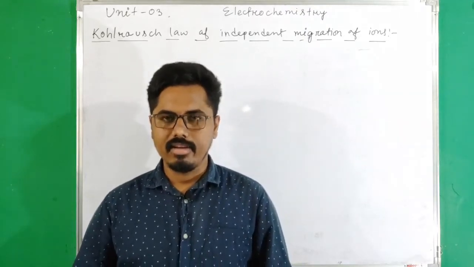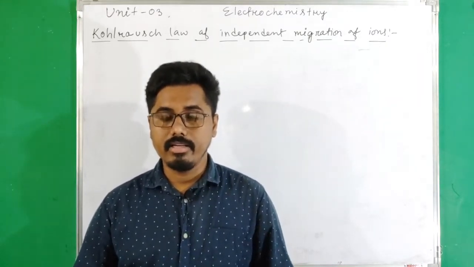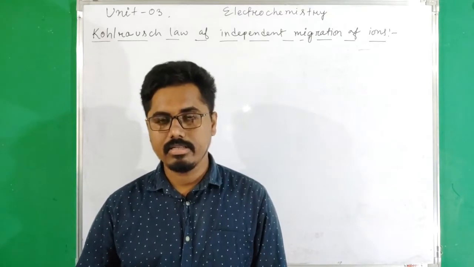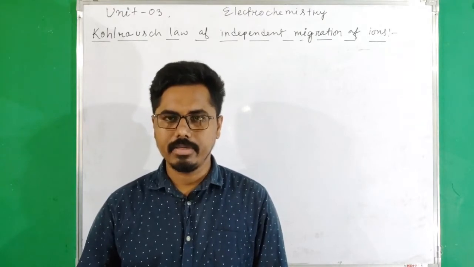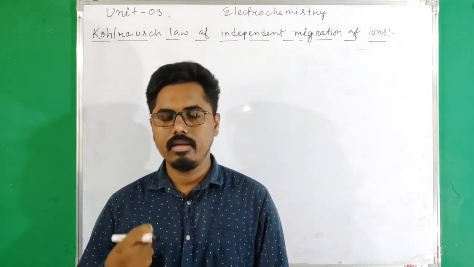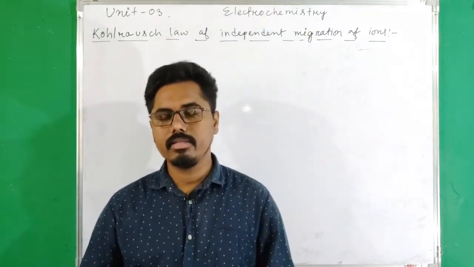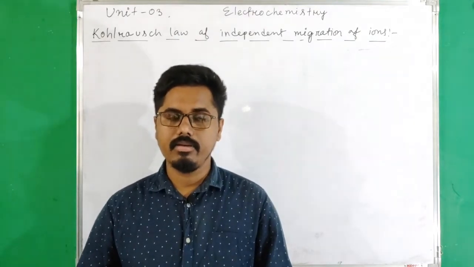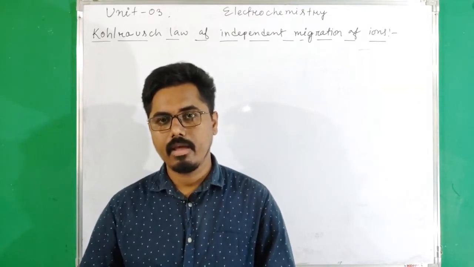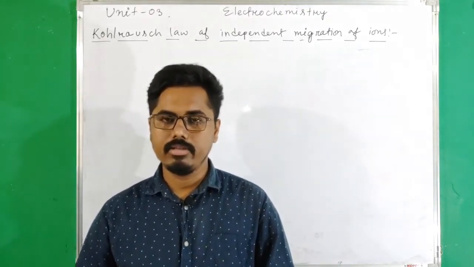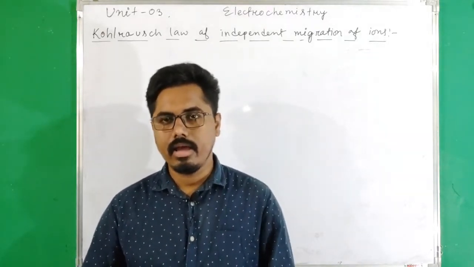Hello students, in our last class we discussed conductance of electrolytic solution, including specific conductivity, molar conductivity, and the variation of specific conductivity and molar conductivity for both strong and weak electrolytes. And then we saw that the limiting molar conductivity of a strong electrolyte can be determined from the graph, but for a weak electrolyte we cannot determine the limiting molar conductivity from the graph, since the graph was an exponential graph.